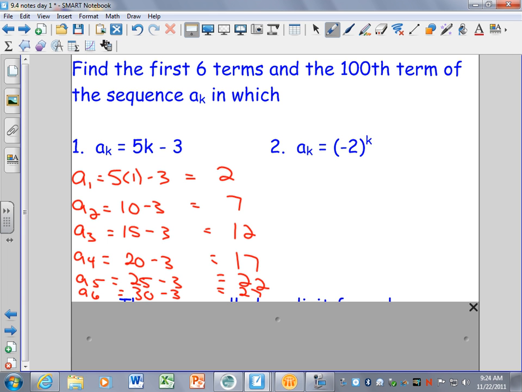find the first six terms. If you were going to write out this pattern, it would go 2, 7, 12, 17, 22, 27. And the part that we want to get to, maybe, is if I gave you the pattern, could you go back and give me the formula?